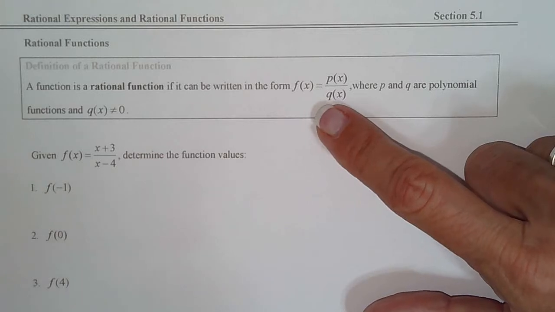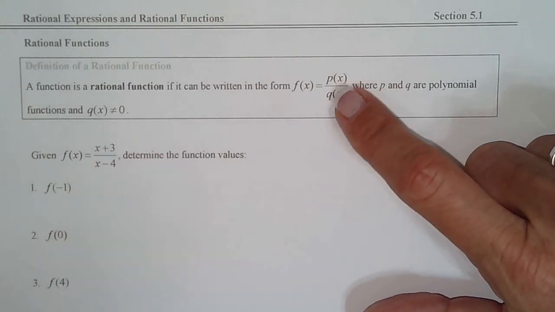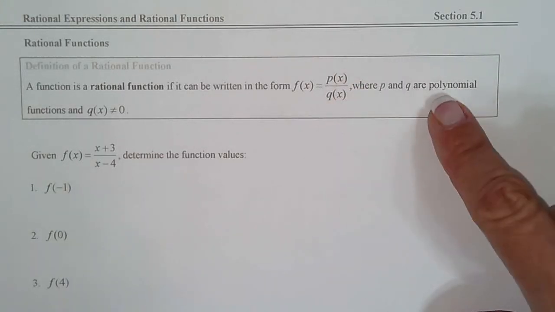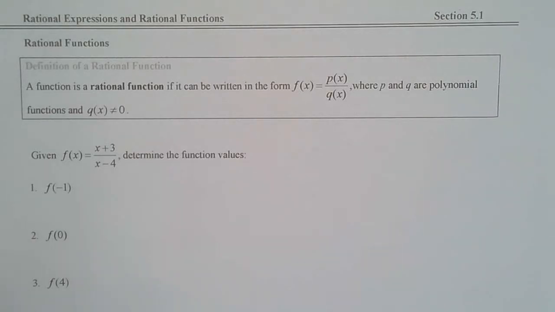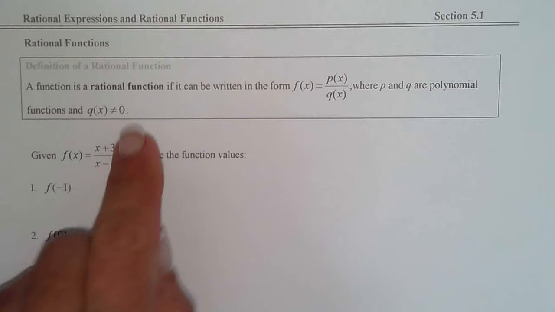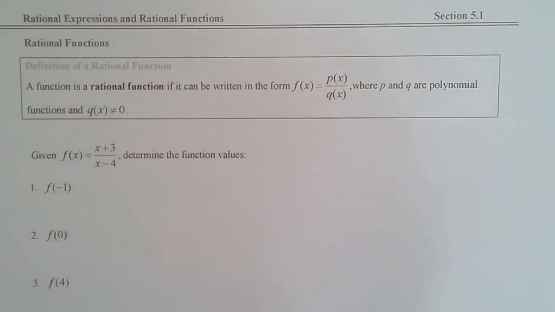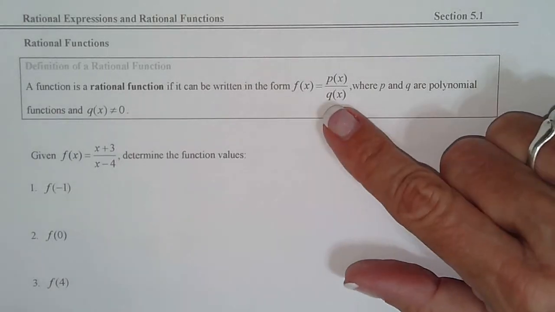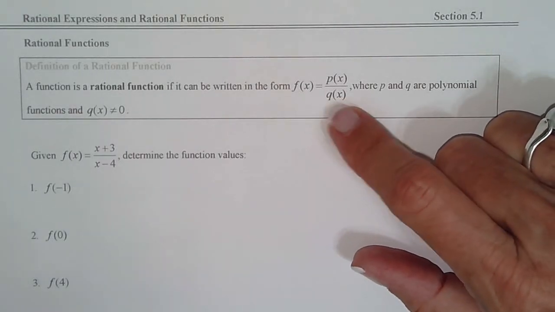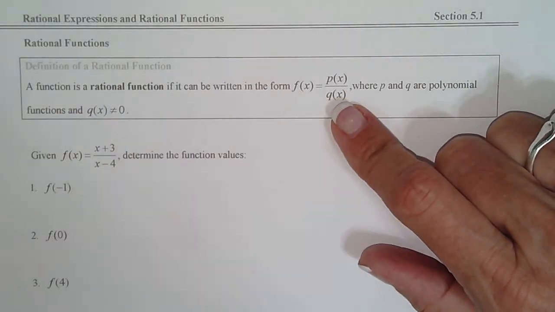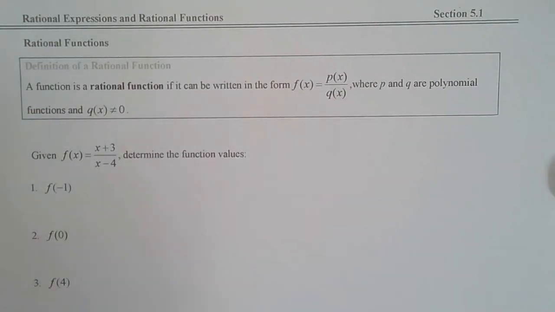So a rational function can be written in the form p of x over q of x. Both p and q are polynomials, and remember, just like any other fraction, the denominator can never equal 0. That's going to play a big part in this first section, as we're going to figure out values that make the denominator 0 so we can throw them out. We call those excluded values.